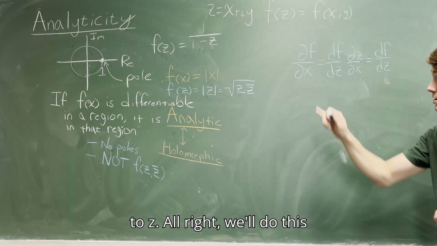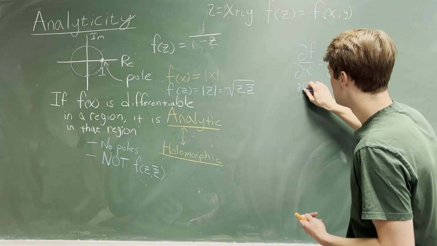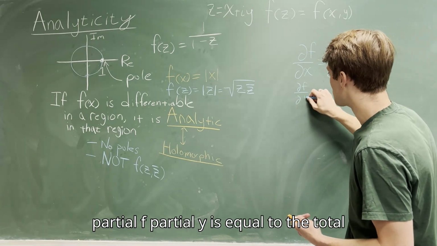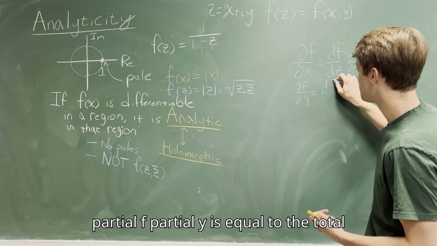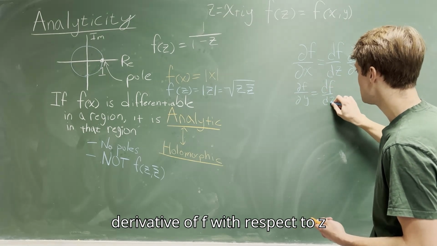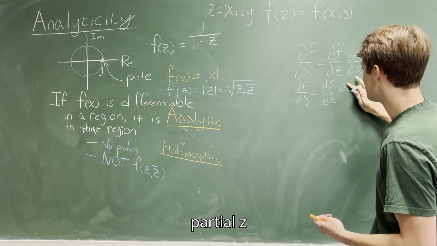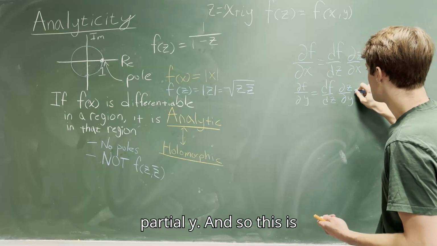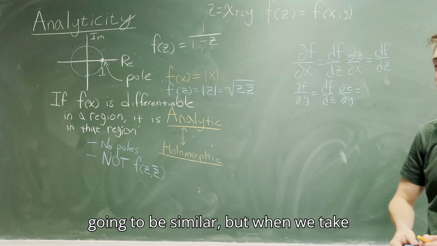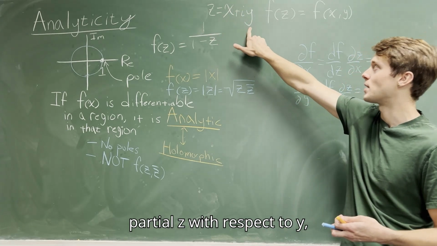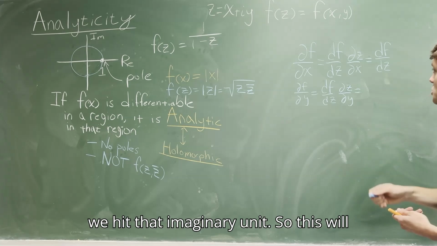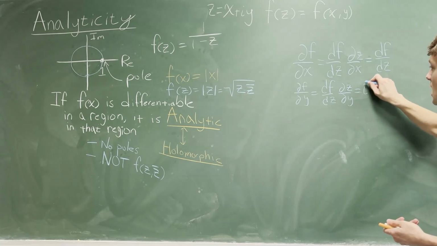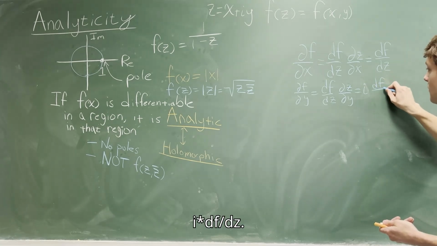All right, we'll do this again for y. Partial f, partial y is equal to the total derivative of f with respect to z, partial z, partial y. And so this is going to be similar, but when we take partial z with respect to y, we hit that imaginary unit. So this will be equal to i df dz.